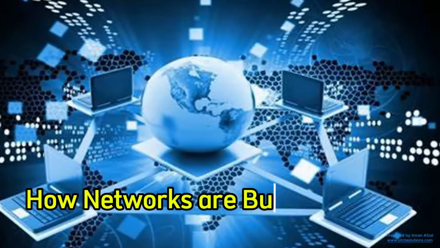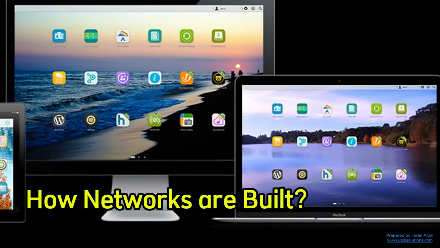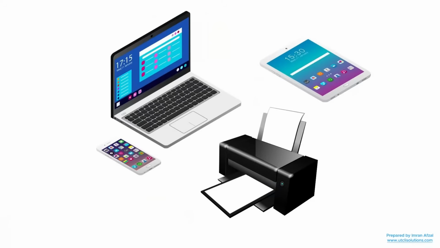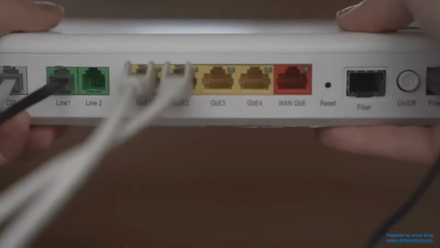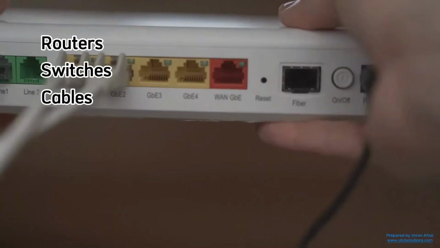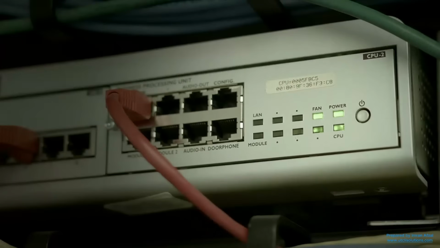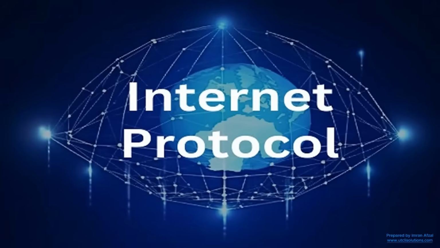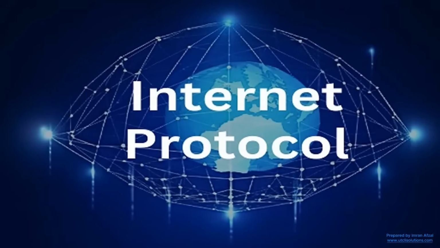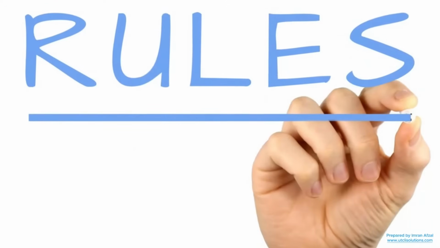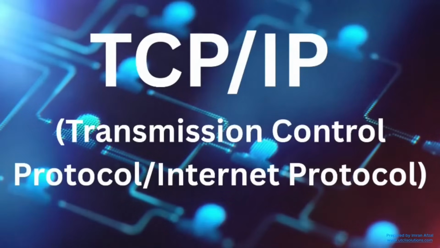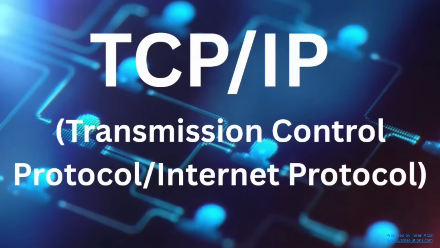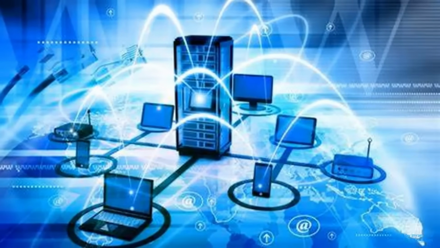Now let's talk about how networks are built. To make a computer network, you need a few important parts. First, you need devices. These are things like computers, tablets, phones, and even printers. Second, you need network equipment like routers, switches, and cables. These devices help connect everything together and make sure the data goes to the right place. You also need something called a protocol. A protocol is like a set of rules that devices follow to understand each other. The most common one is called TCP/IP, which stands for Transmission Control Protocol, Internet Protocol.